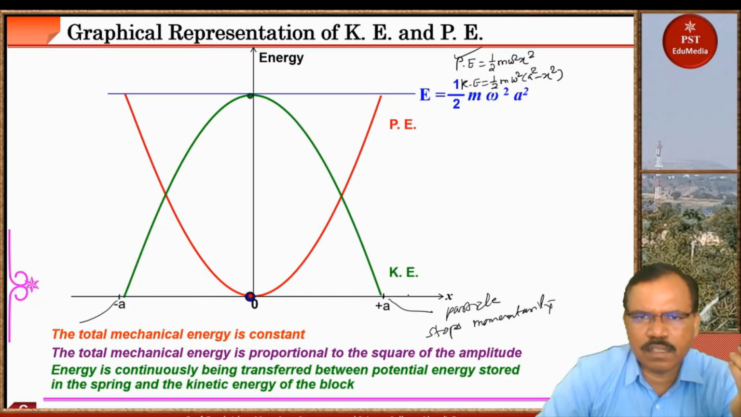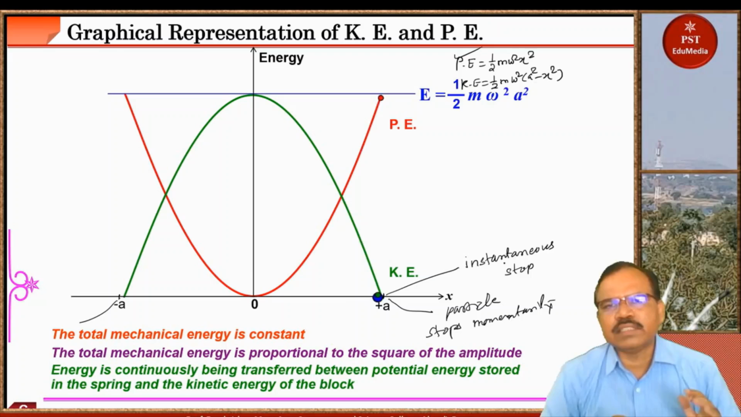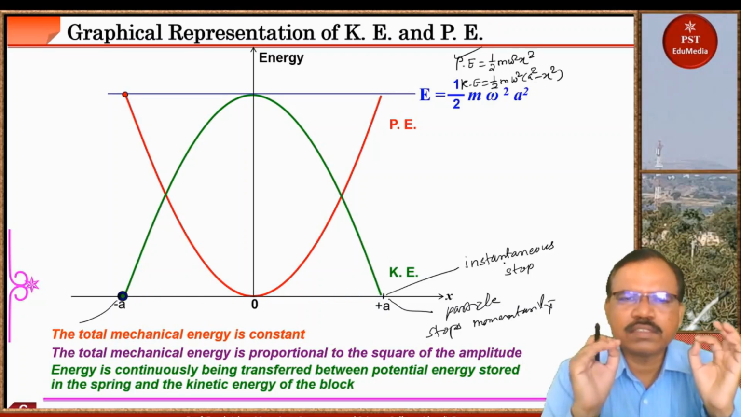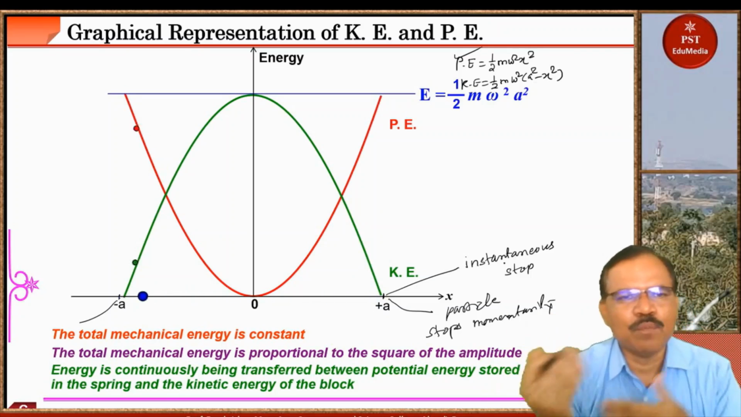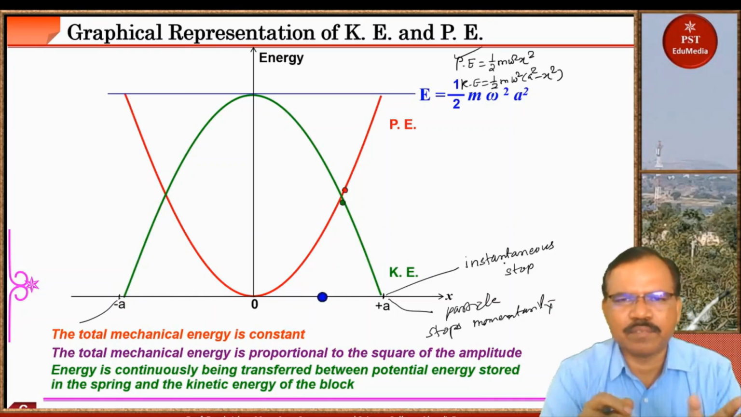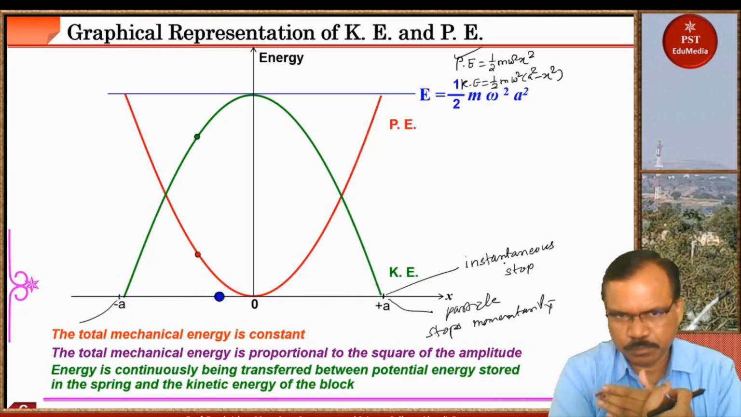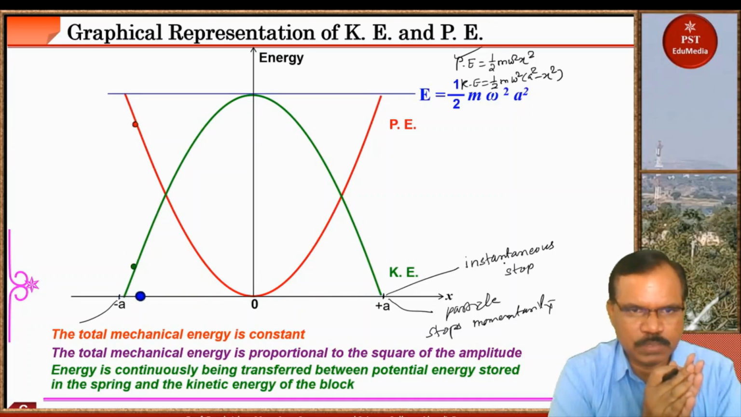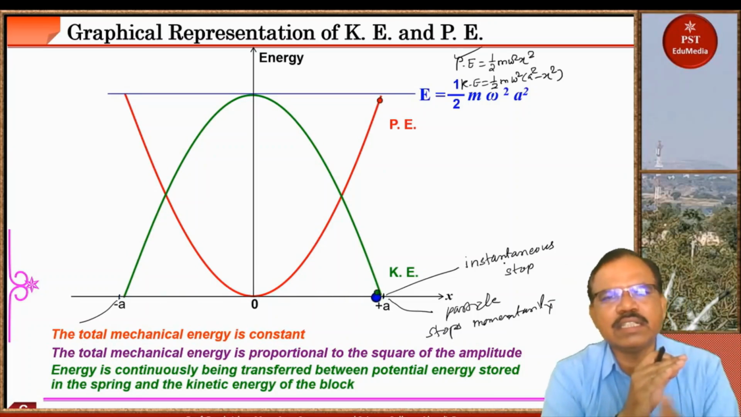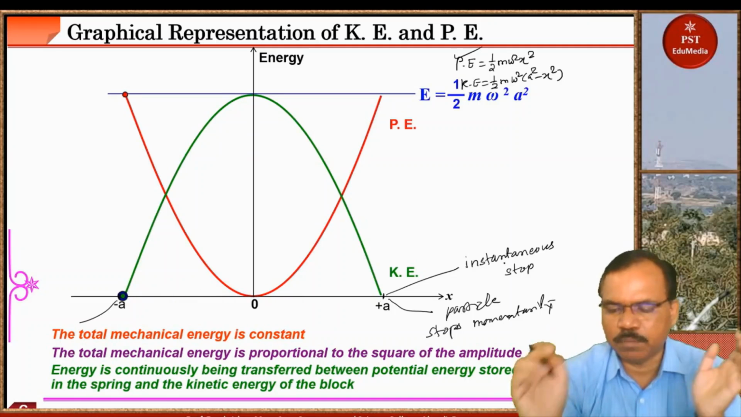This plus a is called an instantaneous stop. Instantaneous stop means it stops for a moment and immediately it returns. It will not stop for 1 second, 0.1 second or 0.01 second, like that. Its velocity becomes 0 and immediately it returns. So plus a and minus a are called instantaneous stops. And along the path there is continuous interconversion between kinetic energy and potential energy.